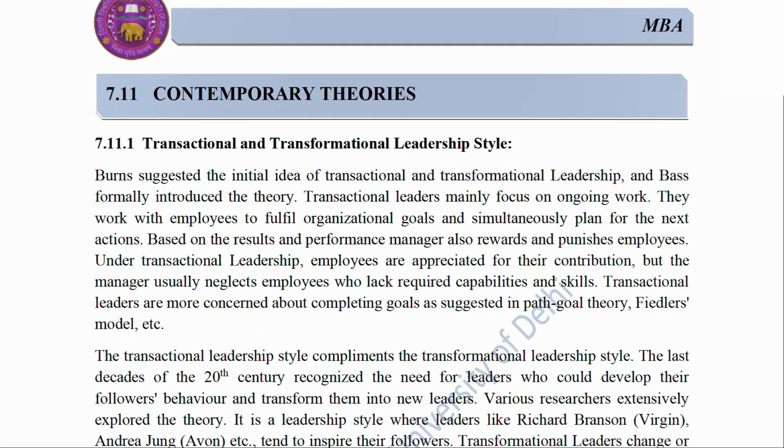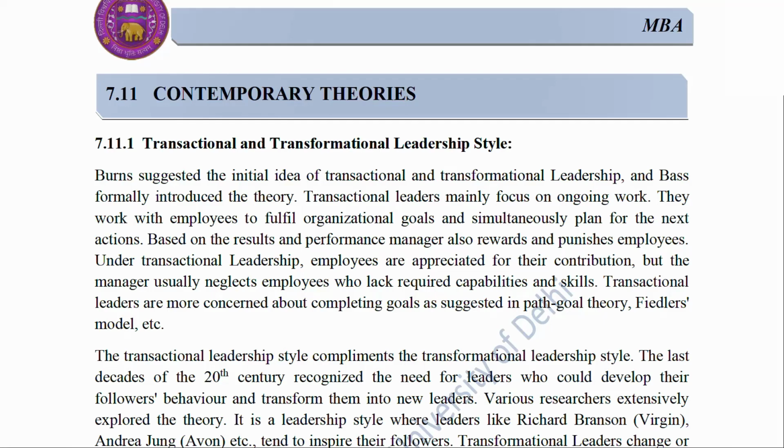7.11 Contemporary Theories. 7.11.1 Transactional and Transformational Leadership Style. Burns suggested the initial idea of transactional and transformational leadership, and Bass formally introduced the theory. Transactional leaders mainly focus on ongoing work. They work with employees to fulfill organizational goals and simultaneously plan for the next actions.